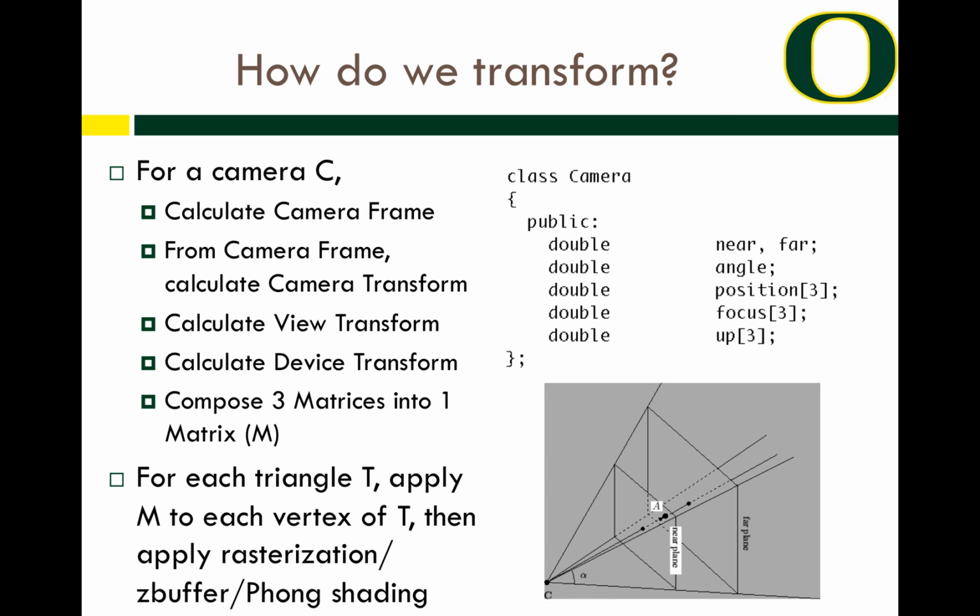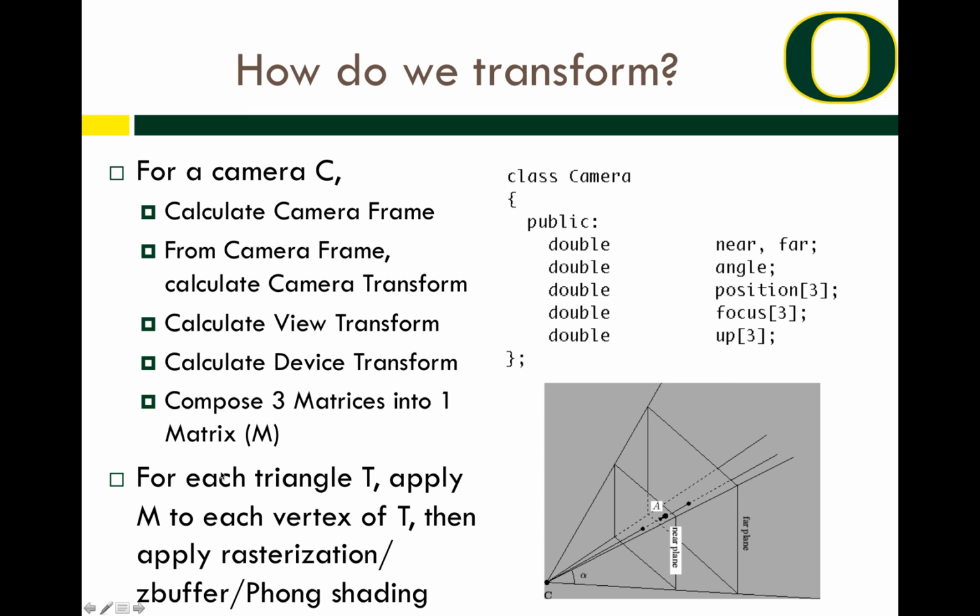So let's put it all together. And this is not put it all together for the view transform. This is for everything we've been lecturing on for the last week. You're going to take a camera C, you're going to calculate a camera frame, and then once you have a camera frame, you can calculate the camera transform. You're going to calculate the view transform, which we didn't go into much depth. I just put the formula up, and you can check out Ken Joy's notes if you want to know the derivation.